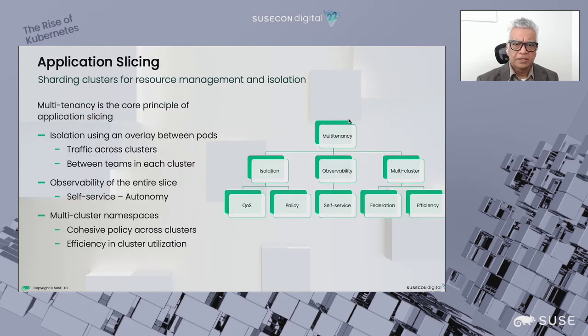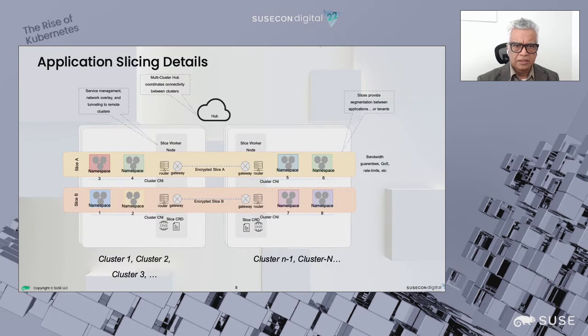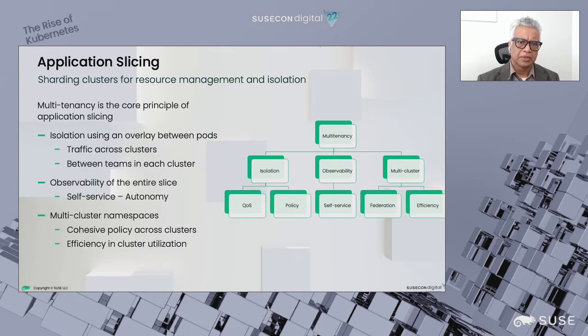So this is what we are attempting to do. In this talk, we are talking about something called application slicing. So what is this? This means you are sharding a cluster or clusters, and that slice goes across either a single cluster or multiple clusters, but you have multiple slices. And this is the unit of tenancy or isolation. So, for example, what you get out of this is isolation, you get observability, and you have the ability to extend that to multi-cluster. This is the definition of true multi-tenancy.